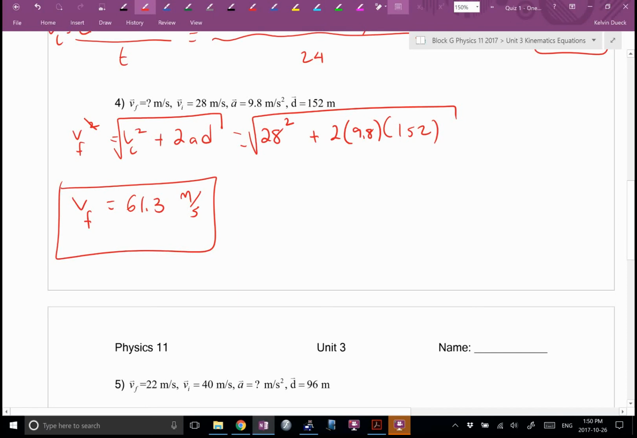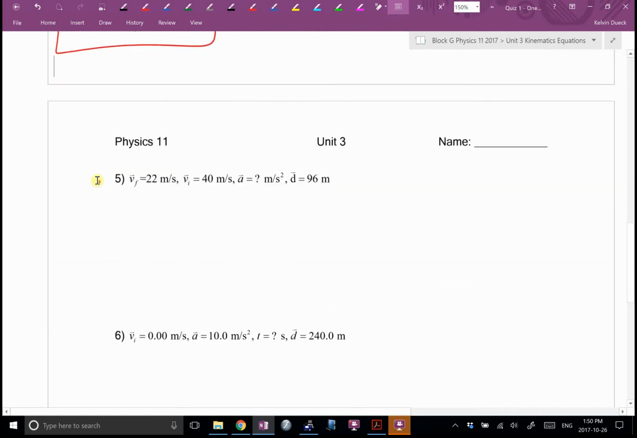Two marks. You'd get a half mark for writing VF squared equals VI squared plus 2AD, half mark for inserting the square root and canceling out the squared, half mark for the numbers, half mark for the answer. And then you would turn the page.